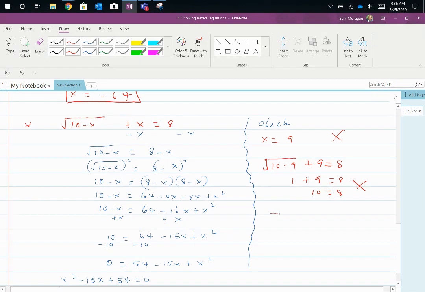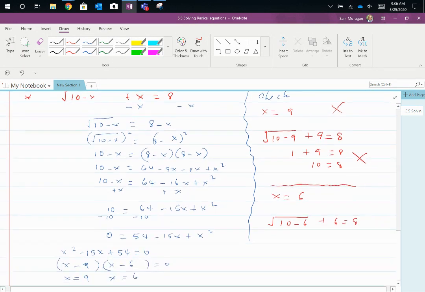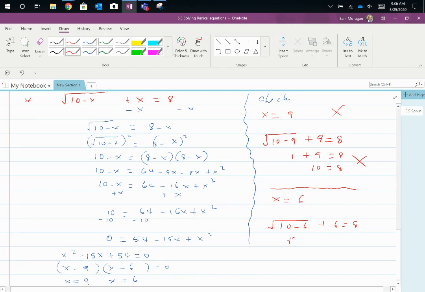So then I'm going to check my second solution. x is equal to 6. Square root of 10 minus 6 plus 6 is equal to 8. The square root of 4 plus 6 is equal to 8. So 2 plus 6 is equal to 8. So 8 is equal to 8. So this solution is good. So there's only one solution here. x is equal to 6.